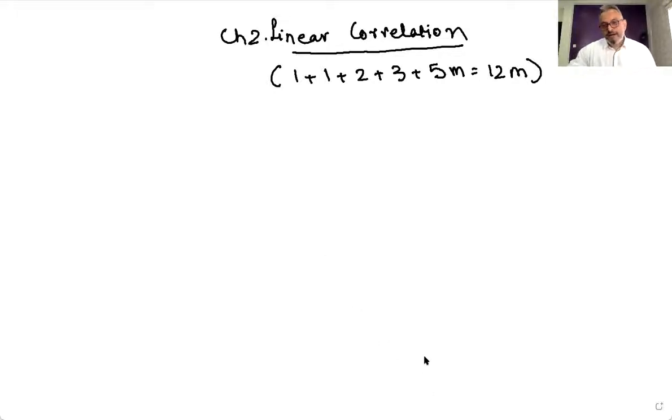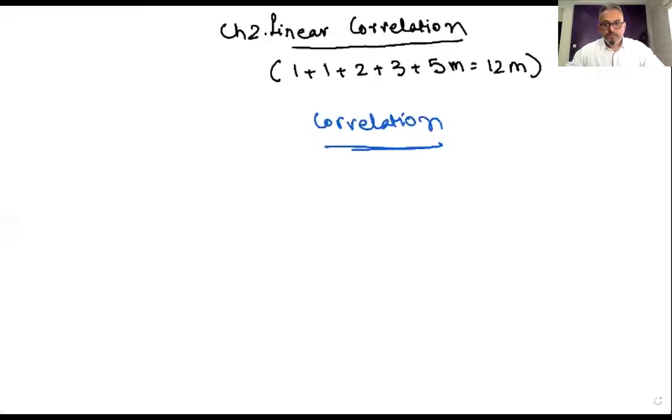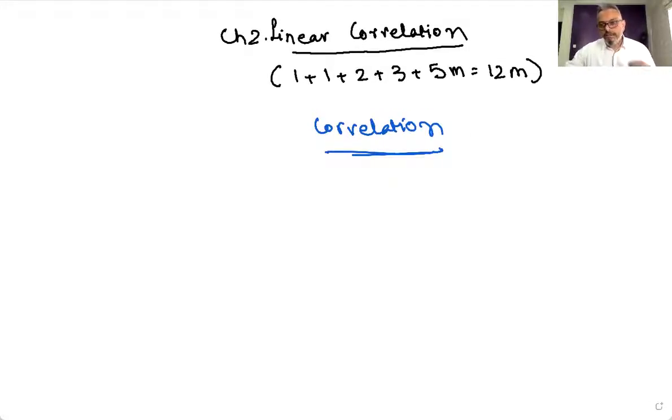Now, first let's understand this word correlation and all, and then we'll start with the sums and all. So let's understand the concept. Correlation. Now, what comes to our mind when we see this word correlation? The first thing that comes to my mind is this word relation.